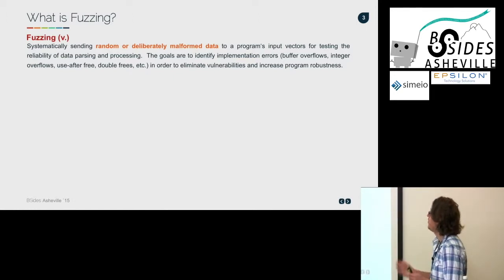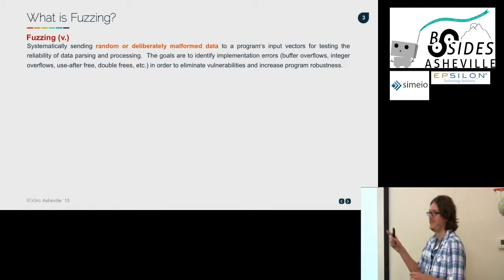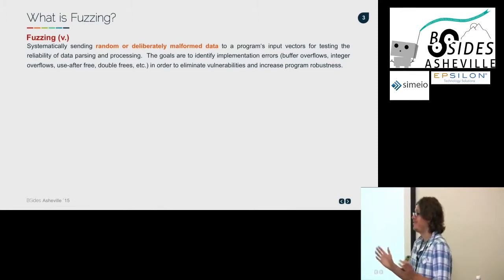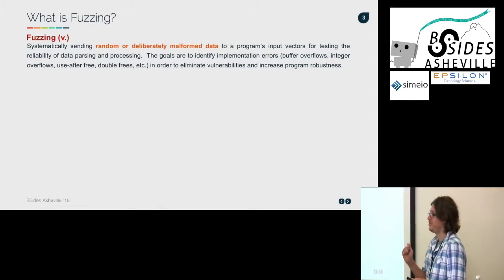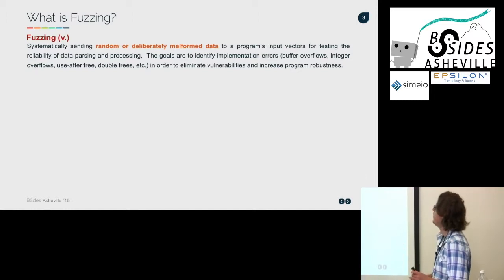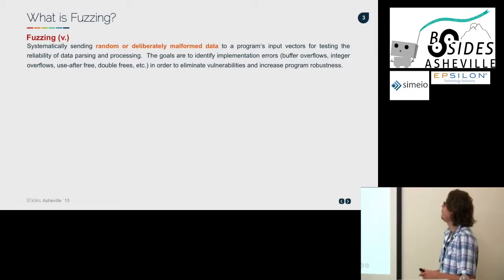But fuzzing in general is systematically sending random or deliberately malformed data. That's the key there. You're sending just garbage, right? Either it's just random, or you're actually choosing specific values to send in. And you're going to any of the program's input vectors, whether that be file processing, network data, or anything like that.